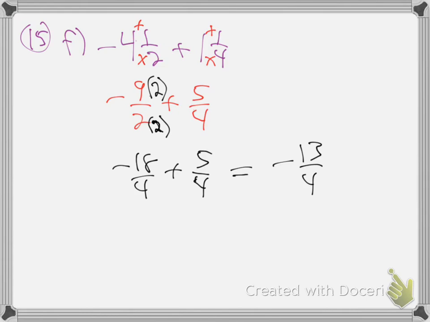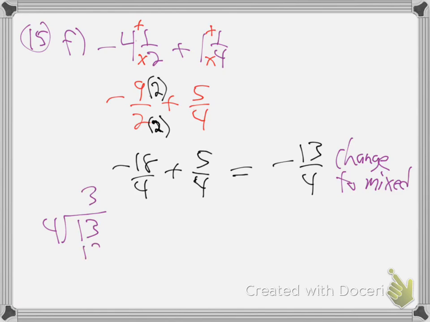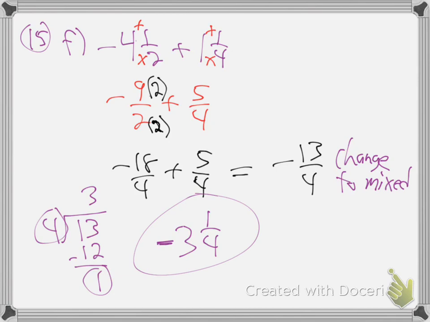13/4. Good there. Minus 18 plus 5. And now can you change it back into a mixed number? So change it back. That's right. Change to mixed. So long divide the bottom into the top, right? 4 goes in there. What's that? 3 times, remainder 1. So the answer is 3 and 1/4. Bottom over left. And it's negative. Negative 3 1/4.